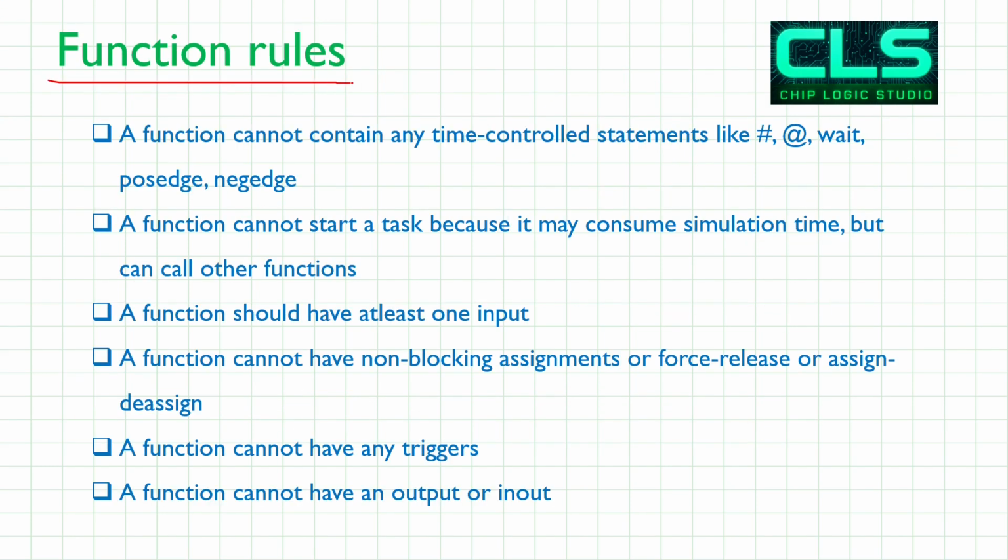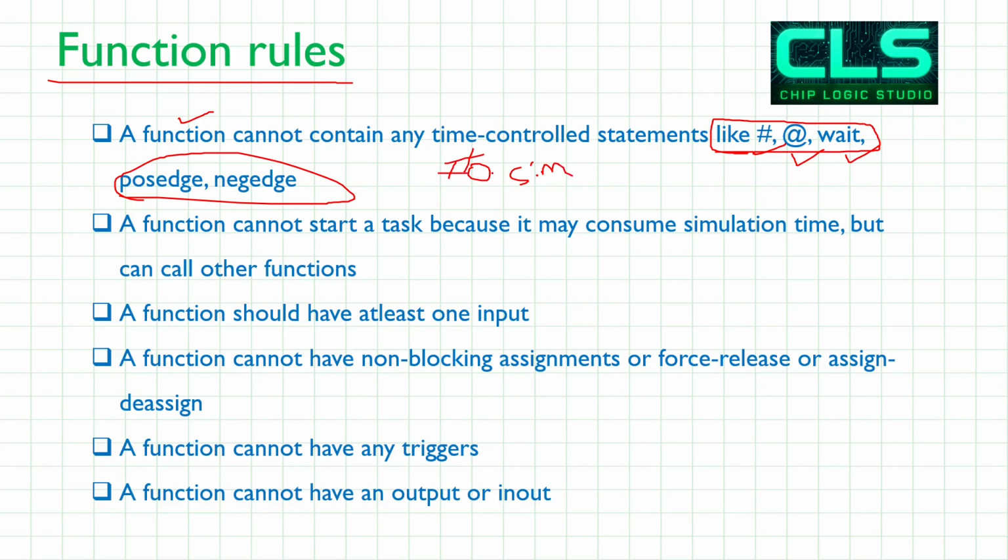First you should know the rules for writing a function. The rule is that we cannot use any delay statements like triggering statements, wait statements, hash delays, or posedge or negedge inside our function, because a function runs at zero simulation time. It is not a delay, it is zero simulation time, and it is executed at the start of the simulation, and you cannot write delay.